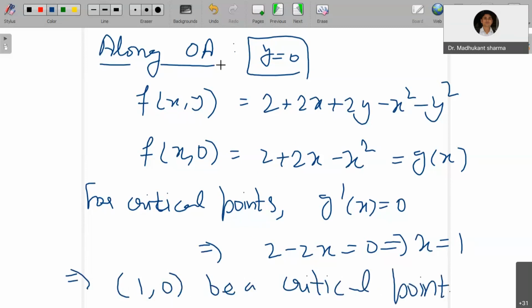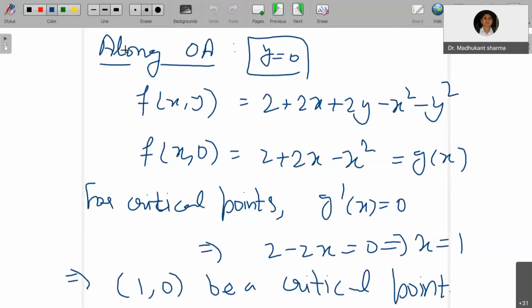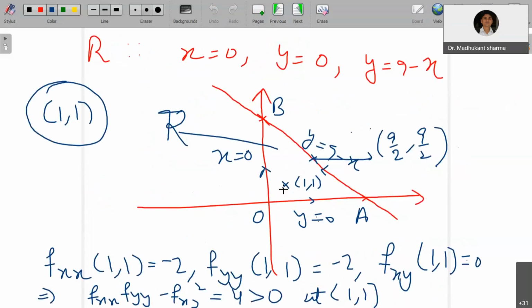Only possible critical point along the line OA. Now along, and also you should not miss the boundary points. Again, boundary points where you have sharp edges, so the derivative does not exist. Whenever you are talking about these points, these are the sharp edges where the derivative does not exist. So those points are 0 0, this is going to be 9 comma 0 and B is 0 comma 9. So those points are also critical points.